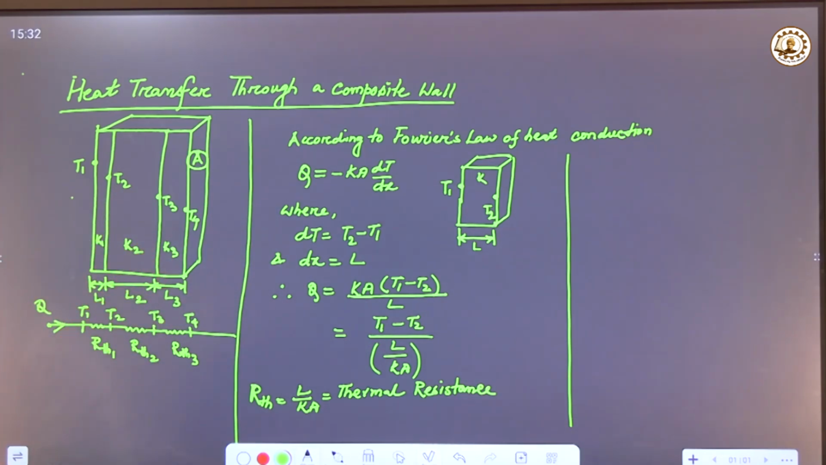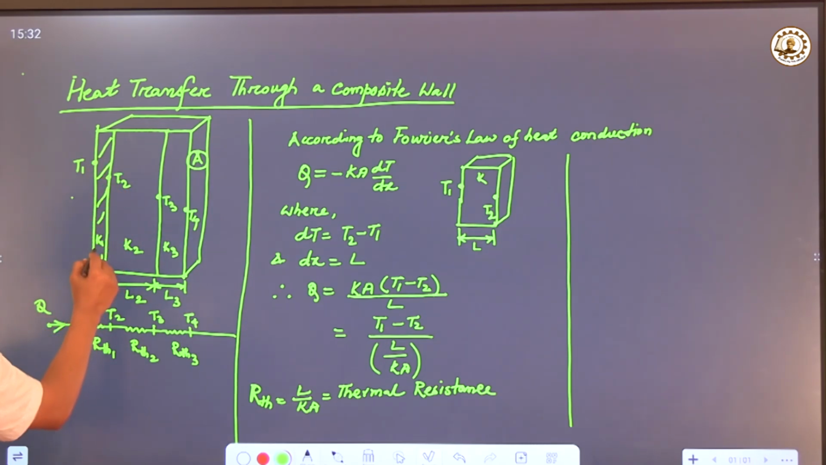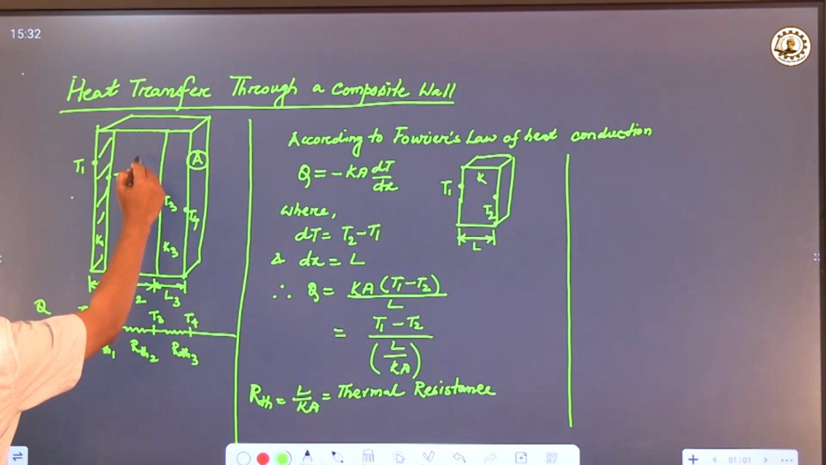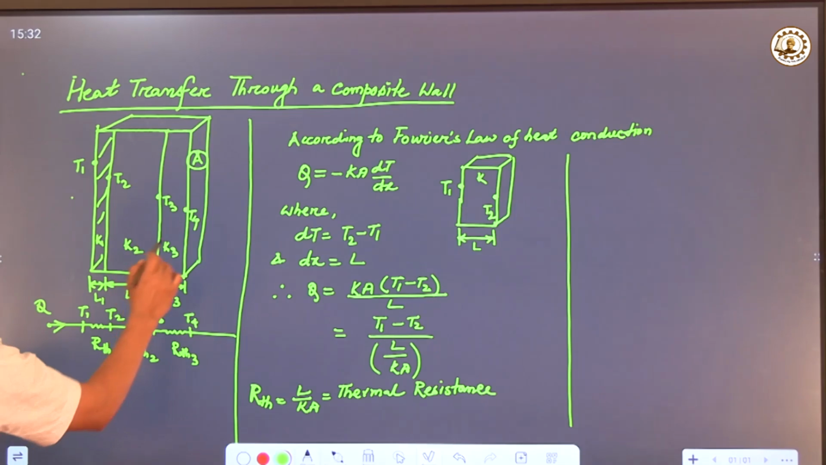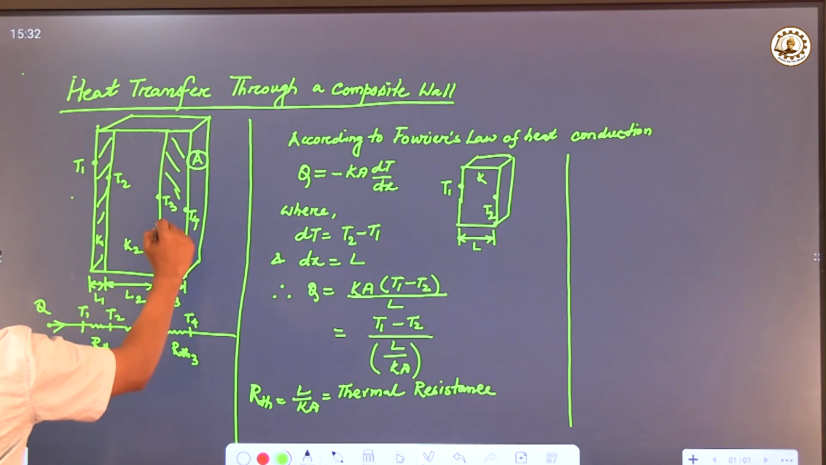Transfer through a composite wall. Now, composite wall means there will be more than one layer having different types of materials. Here in this figure, this one is layer 1, whose thermal conductivity is K1. This one is layer 2, thermal conductivity K2, and this one, the third layer, whose thermal conductivity is K3.